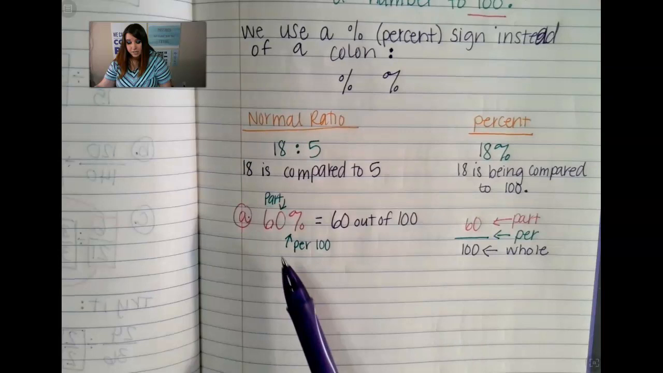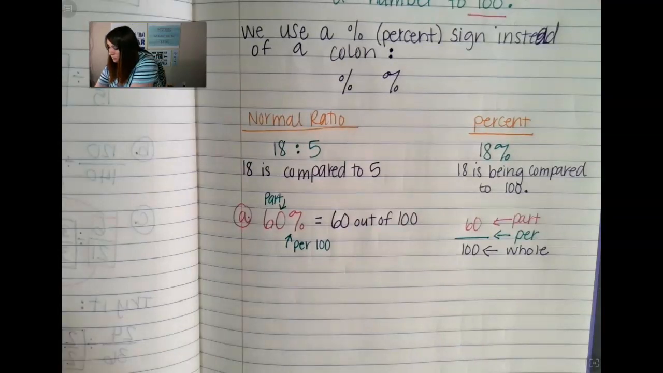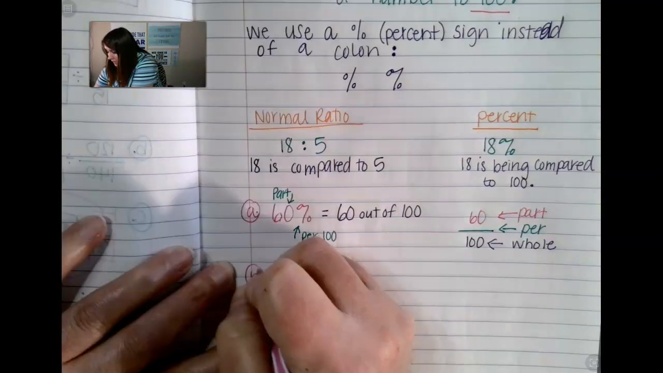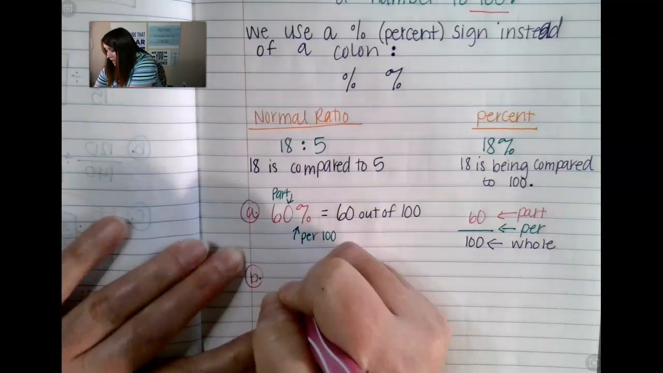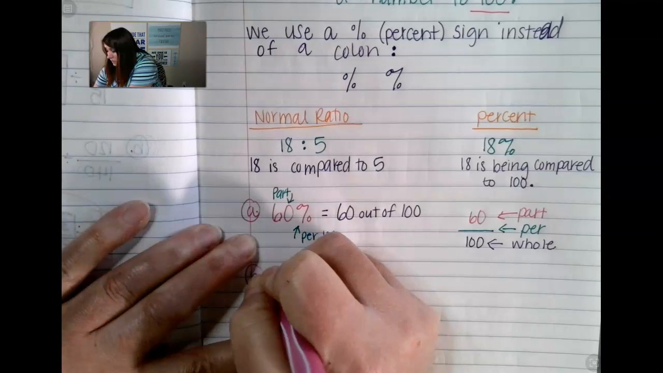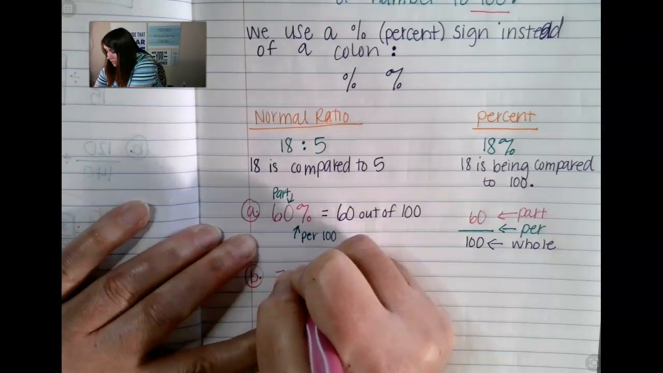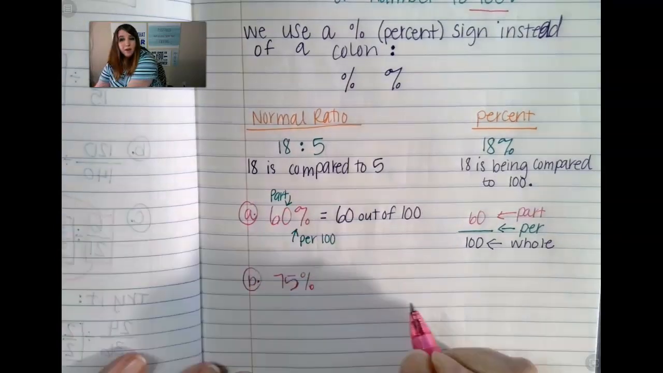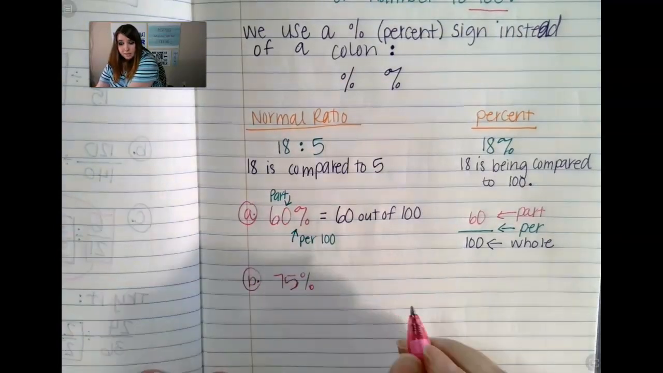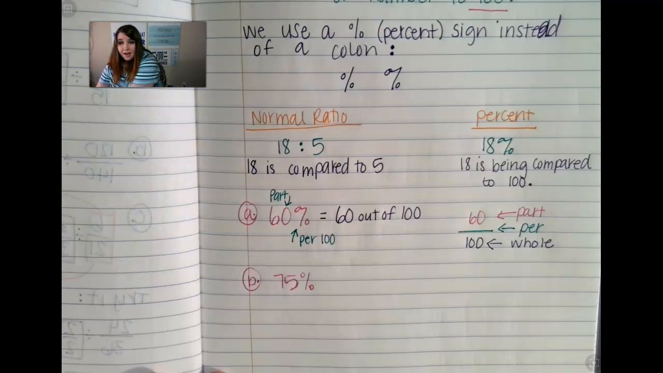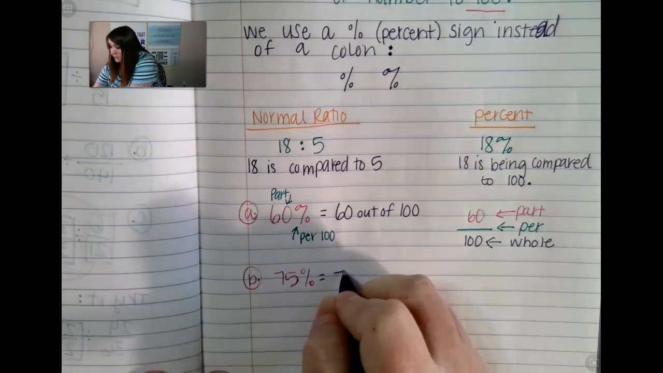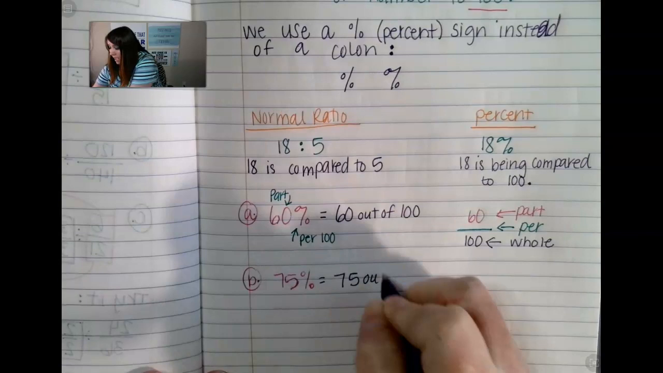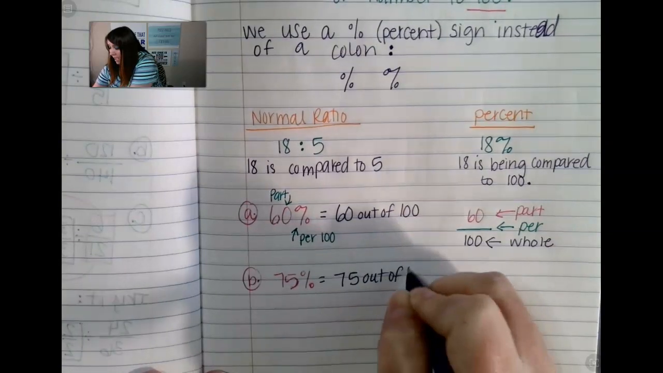Okay, so let's say that I had example B, 75%. Oh my goodness, this pen. Okay, I had 75%. This means that I have 75 out of 100.